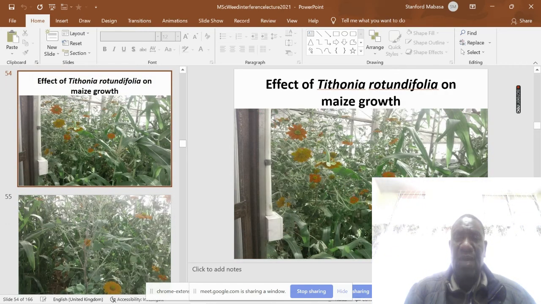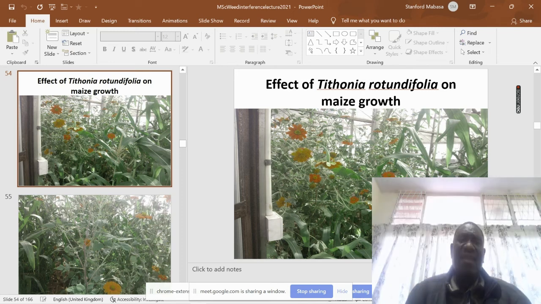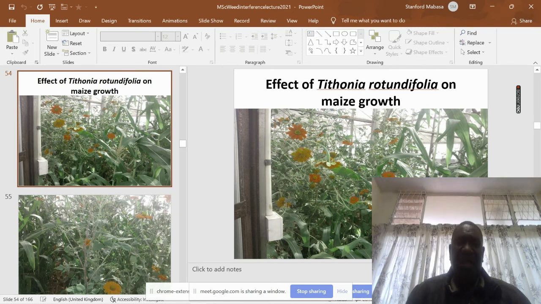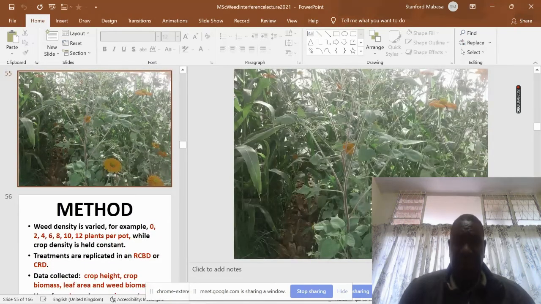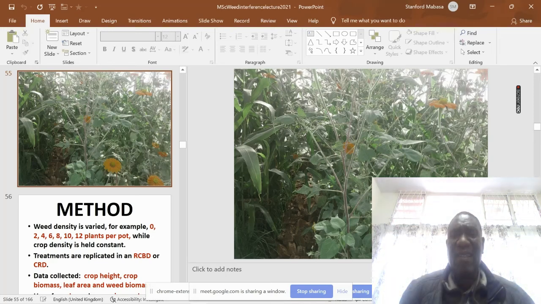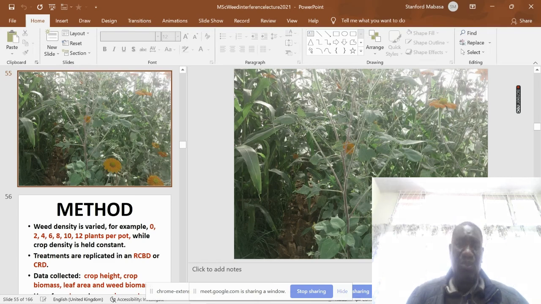You have also an example of the competition between maize and Tithonia rotundifolia on maize growth. Probably the idea was to try and determine the competitive ability of Tithonia, since it is becoming a problem in Zimbabwe. Again, probably you can hardly see maize. This was a glass house experiment where a lot of Tithonia grew. It was a pot experiment.